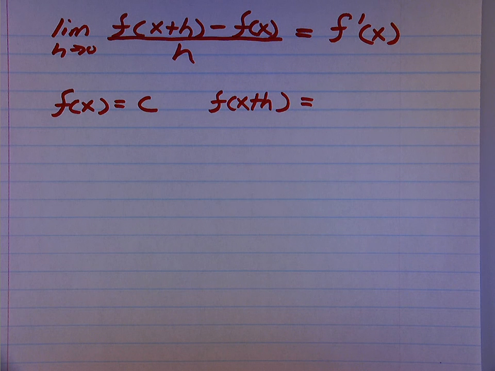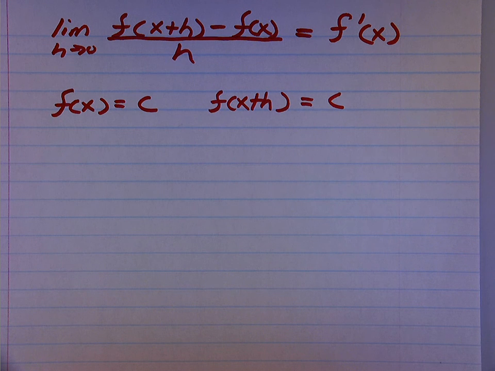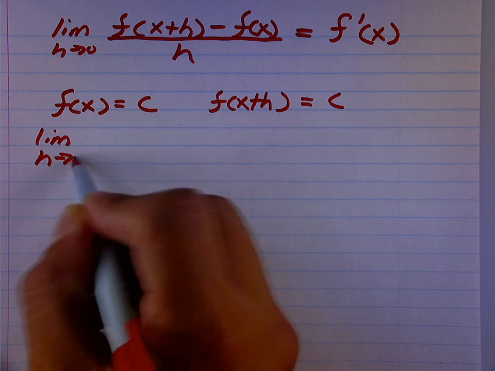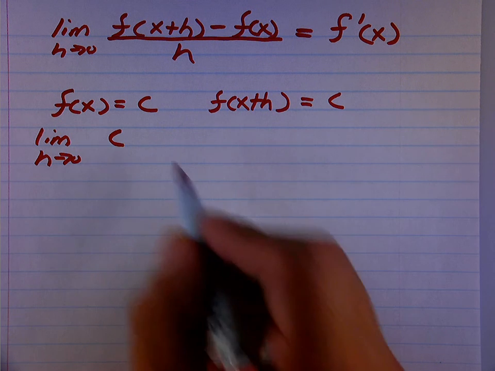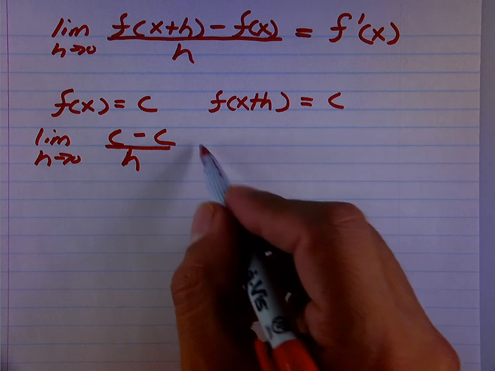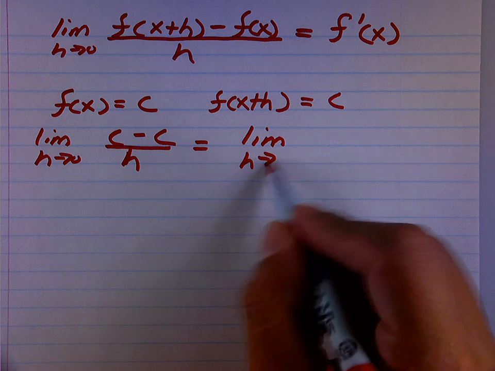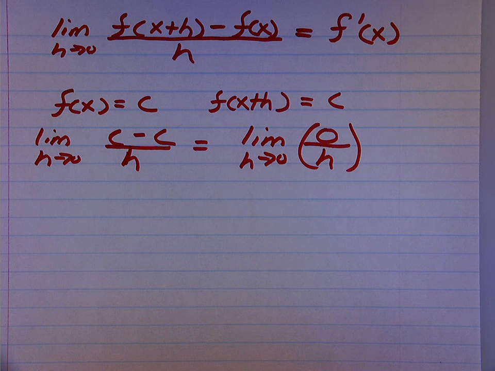Because f of x is a constant, it always has the output value of c for all input, including the input x plus h. So when I use my limit of that ratio, I will have f of x plus h is c, minus f of x, which is c, over h, which equals the limit as h approaches 0 of 0 over h.